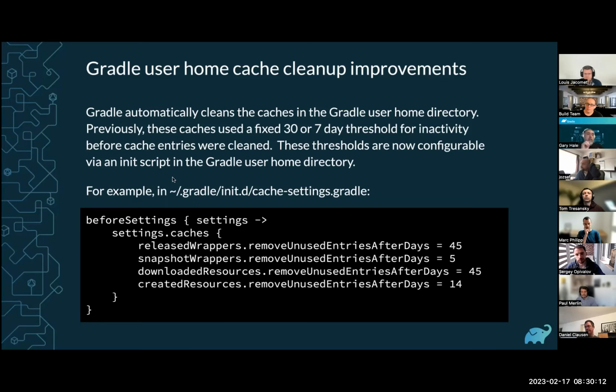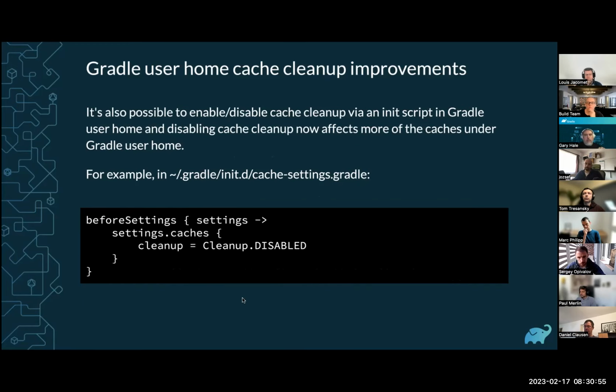One thing to note is that this can only be configured in an init script in the init.d directory of your Gradle user home. The reason we did that is that we want to couple this configuration with the Gradle user home directory itself. We want to avoid a situation where you had multiple projects with different settings that conflict, all using the same Gradle user home directory, and then which one wins out. By putting it into that Gradle user home directory, these threshold settings are all coupled with the Gradle user home directory itself. Okay, next slide.